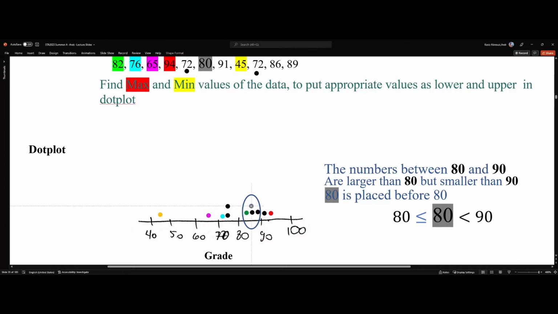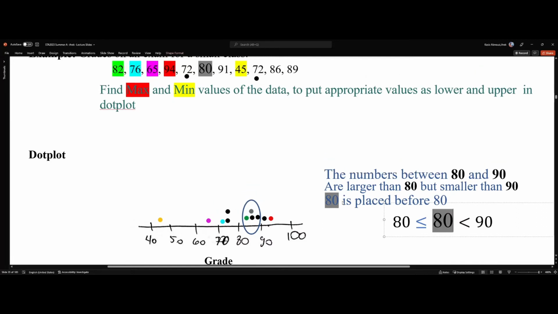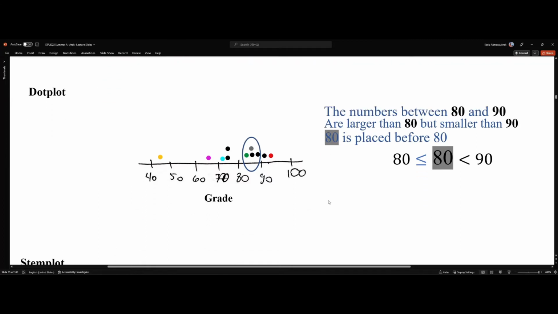This actually has to be here, right? If this is correct. 82, so this belongs here. 86, 89, and 80, right? So these numbers are larger than 80 but smaller than 90. So 80 goes here, not here.